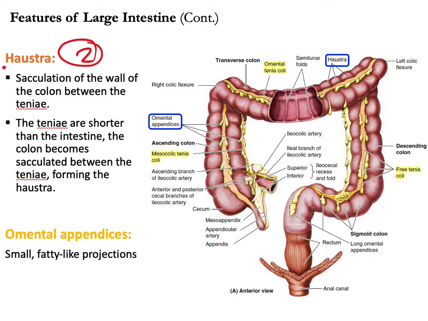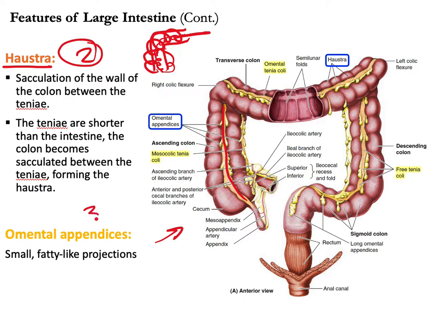The second one is the haustra. Look at these pouches, as I mentioned, which are like a kangaroo's pouch. It's like pockets. Why these sacculations? Why are these haustra formed? Imagine you have a piece of cloth, and then you have a short string. When you sew it like this and it's short, when you pull it, because the string is short, the result is these sacculations, right? Because here the tenaculi, this muscular band, is shorter than the large intestine, and because of that it creates these sacculations, right?